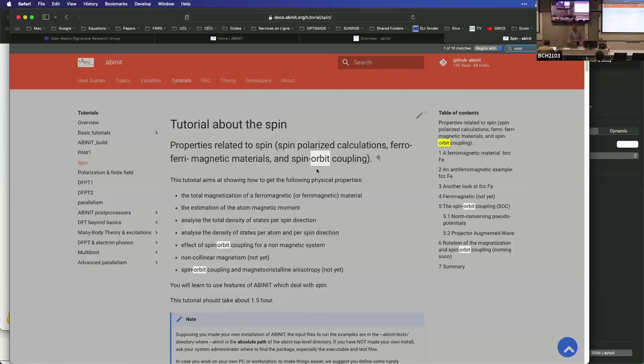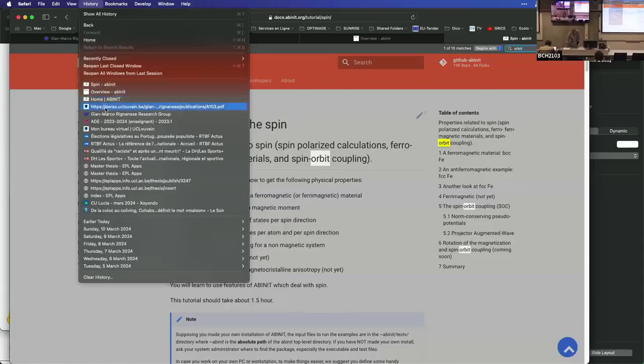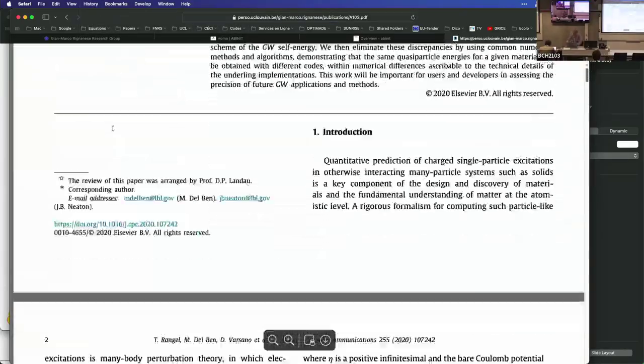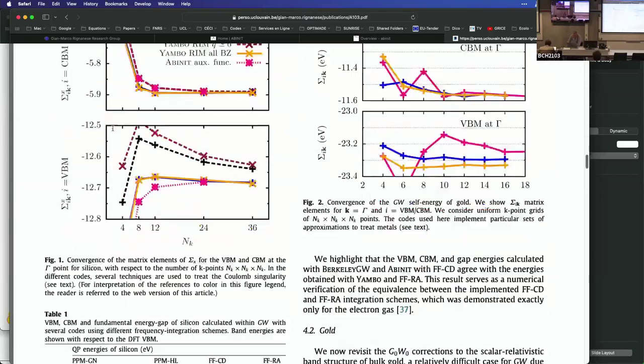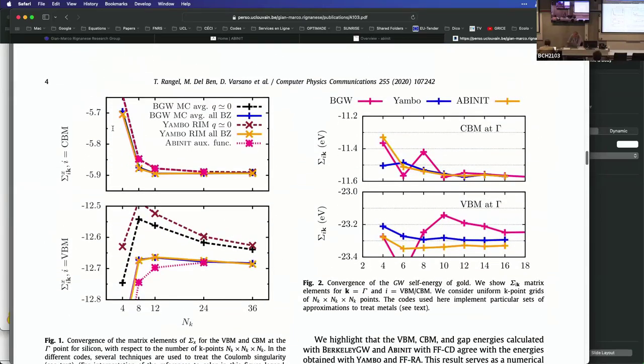I don't remember if we did that actually. I'm not sure if we compared these. You see you have VBM and CBM, so it's also, again, the difference is less than 1. And here it's even smaller. Yeah. Good enough.